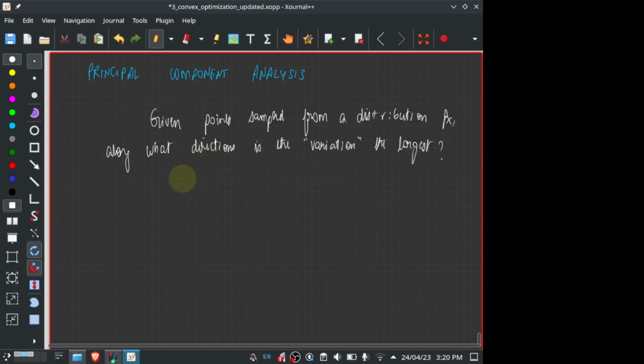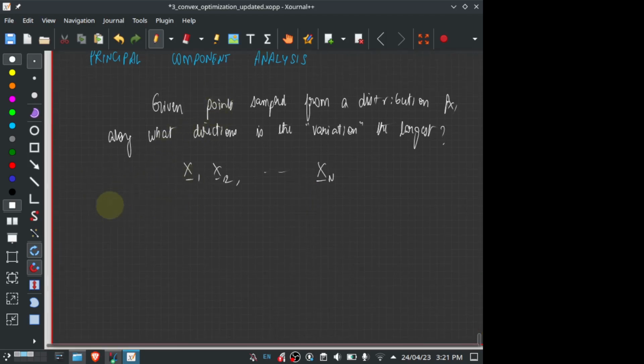So effectively you don't really have access to the distribution Px, but instead you're given vectors x1, x2 up to some xn. These are samples drawn from the distribution. And effectively the first principal component is basically the point v for which v transpose x, where x we assume to be a random variable, the expectation of this squared is the largest.